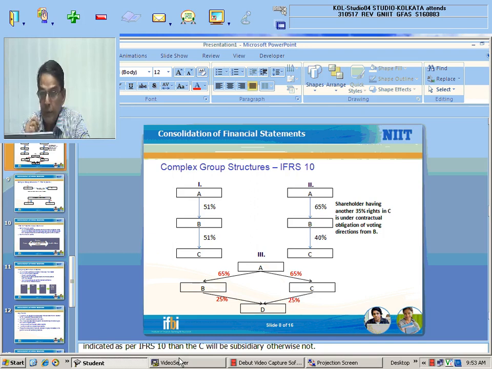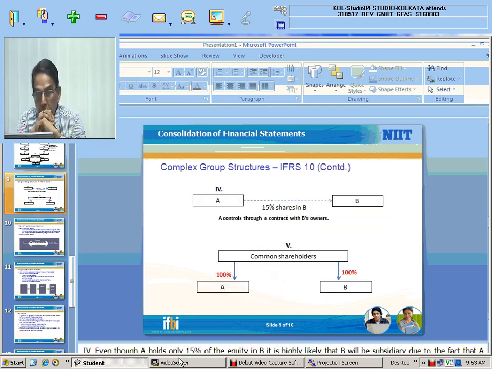Some of the other examples we look at. A owns only 15% of shares in B. But A has a contractual arrangement with owners of B to control the entity. So purely on the basis of ownership of 15% of shares in B, we cannot say B is a subsidiary of A. But A has control through a contract with B's owners, that means owners of more than 51% shares of B. So if B's owners are under a contractual obligation with A, and there is a contractual arrangement with owners of B to control the entity, then still we can call B a subsidiary of A.